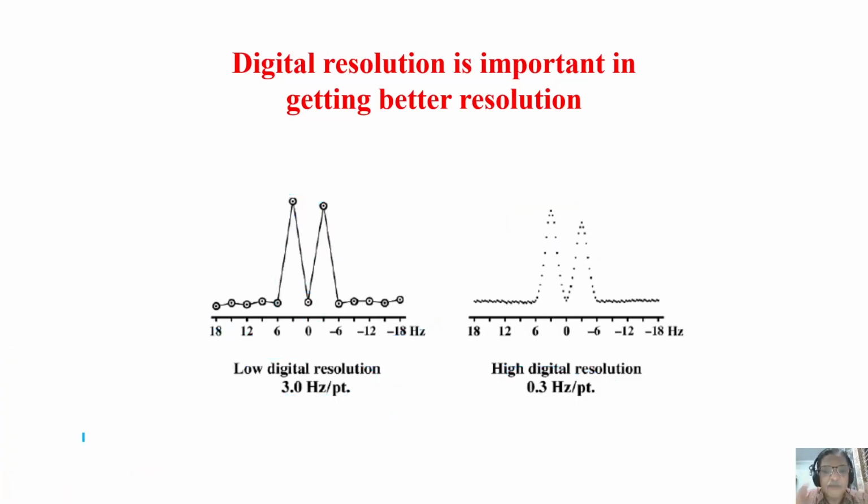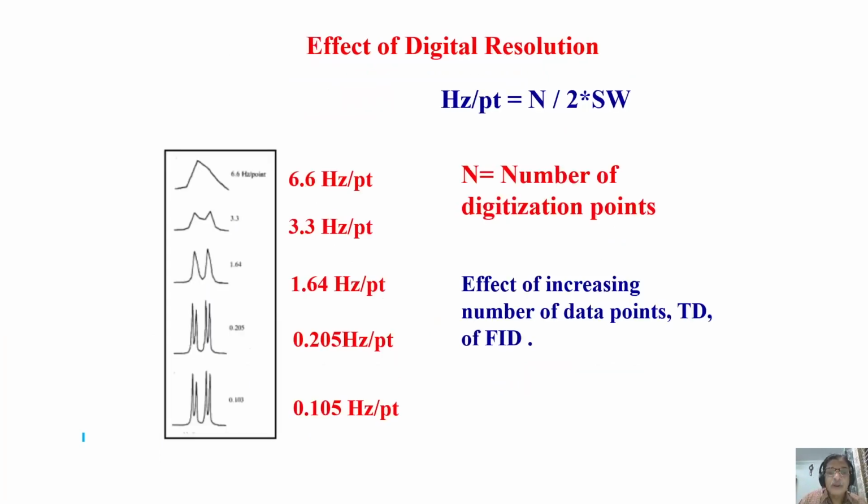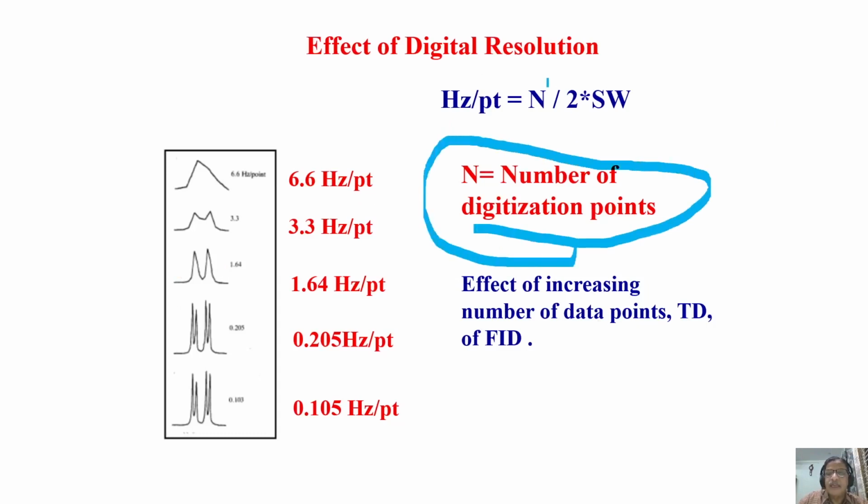That's the important point you must remember. Digital resolution is very important in getting better resolution. You see the effect of digital resolution on a standard example like this. This is a situation where the number of digitization points is n.